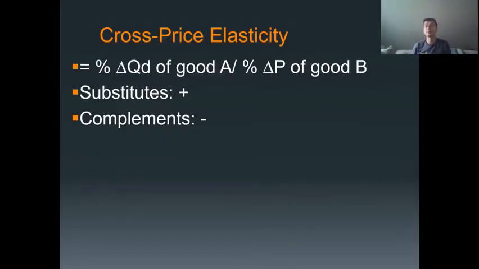There are a few other types of elasticity. The most common one is going to be cross price elasticity. This is the percent change in quantity demanded of good A versus the percent change in price of good B. This just lets you know if there is a substitute or a complement at play here. If the number you get out of this is positive, then it is a substitute. If it's negative, it's a complement.